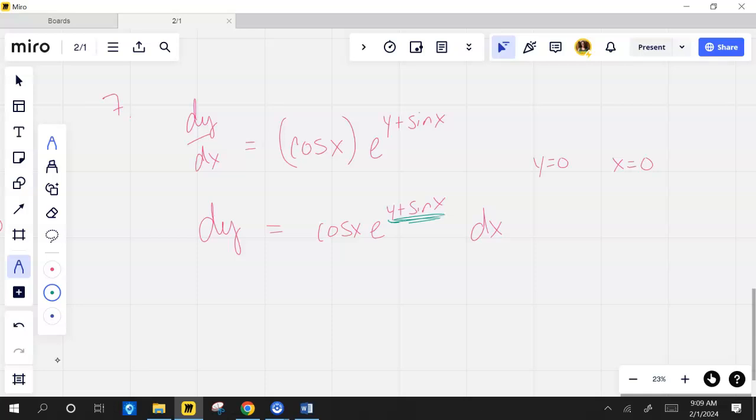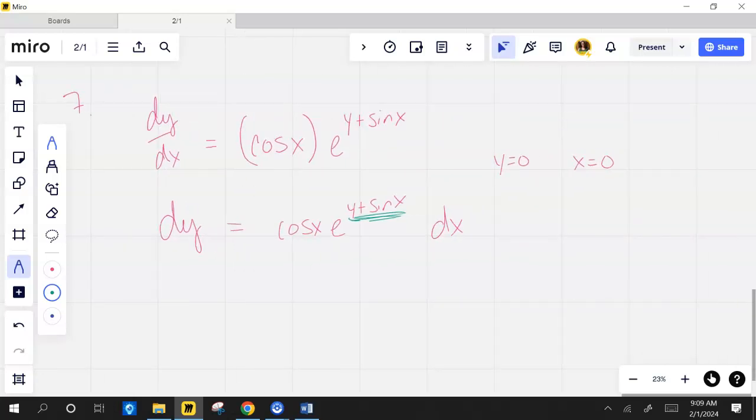You're close. You're really close. This is actually a property of exponents thing. If you've got e to the y plus sine x, when do you add exponents? When you multiply with the same base. So this is e to the y times e to the sine x. I could separate them that way, but I have to think about it in terms of those exponent properties.